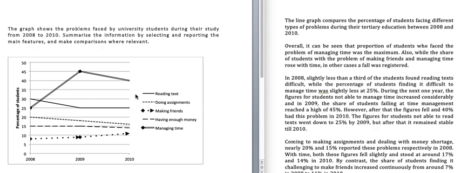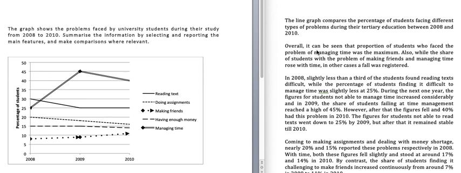So this is the graph. There are about five types of activities in which students found difficulty. So this is the percentage of students on the y-axis, and the years are given on the x-axis. The line graph compares the percentage of students facing different types of problems during their tertiary education between 2008 and 2010. So this is the one sentence intro. After that, I'm going to write the overview.